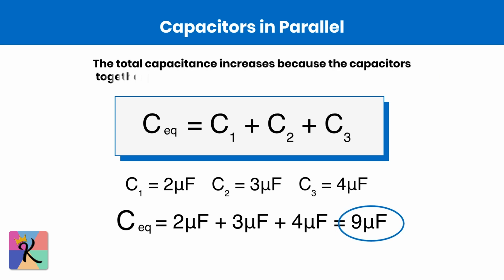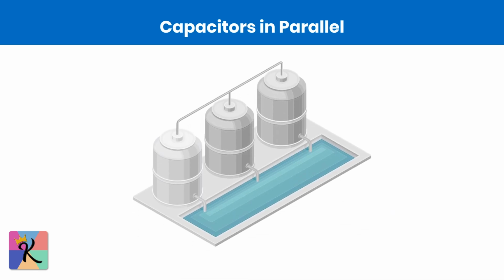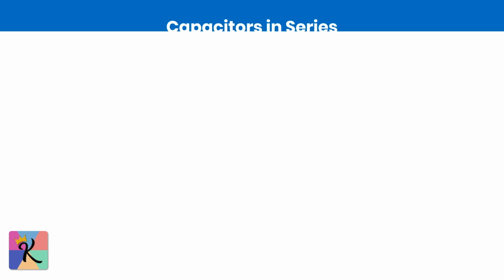The total capacitance increases because the capacitors together provide more surface area for charge storage. You can think of this as connecting multiple water tanks in parallel. Each tank adds to the total water storage, just like each capacitor adds to the total charge storage.